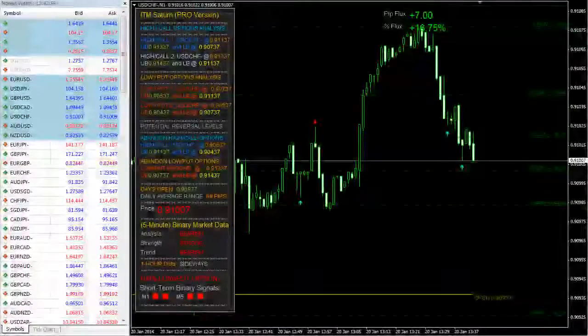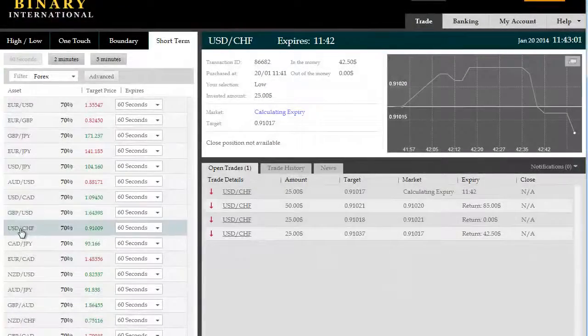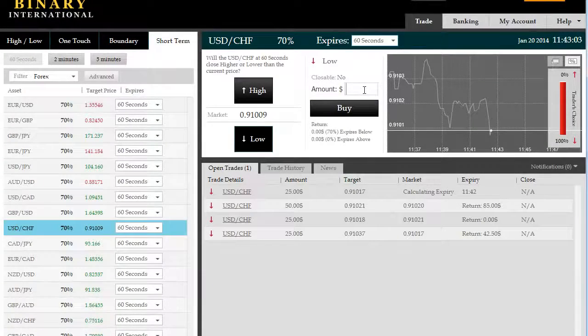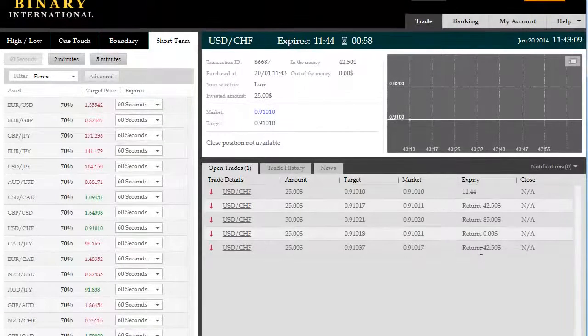Now let's see what the chart is saying. 100% low put option probability. We're going to go back to USD CHF low, another $25 investment to go short again, and calculated expiry says 42.50. We're good there. So another trade is in the making that's already on the market, and we're going to switch back and forth between Saturn Pro and the terminal just to see how the market's going again.